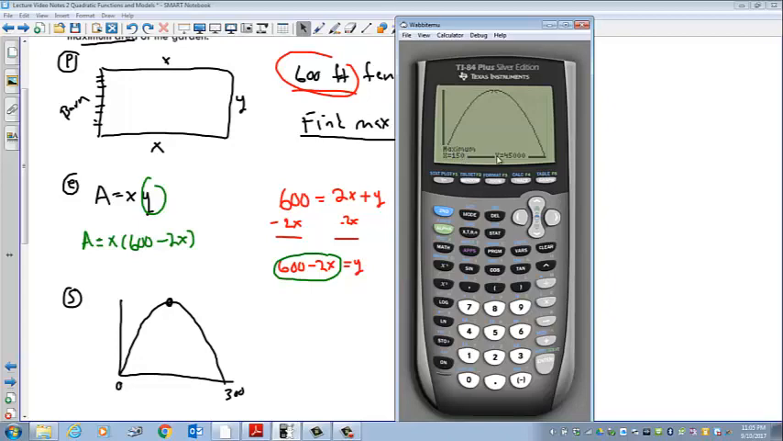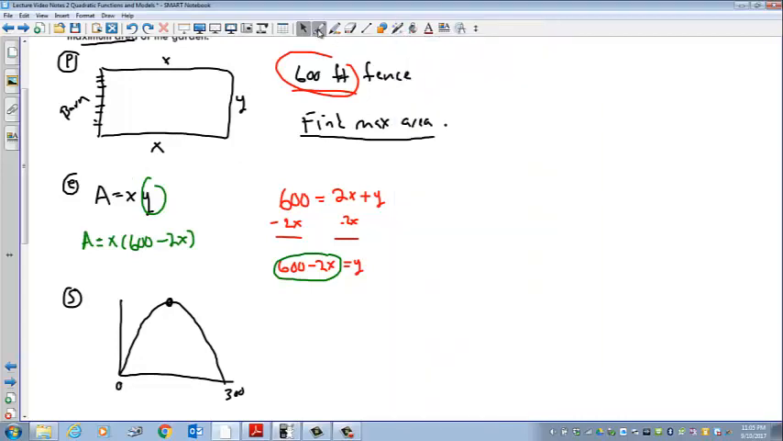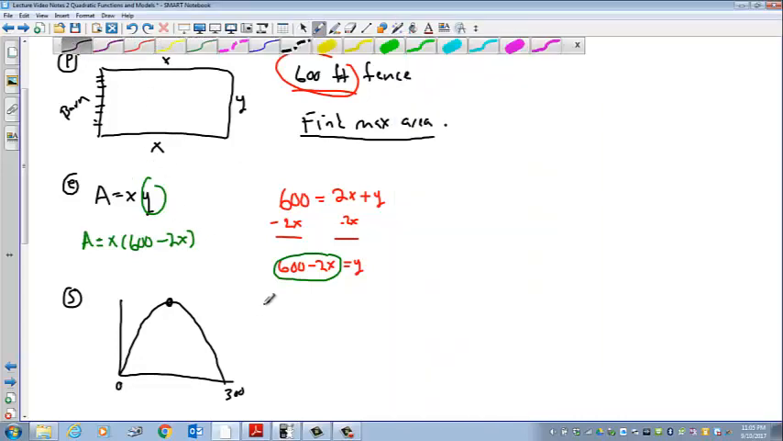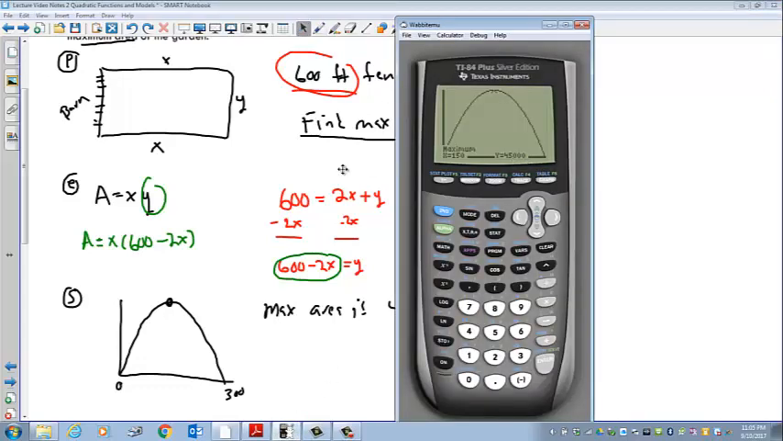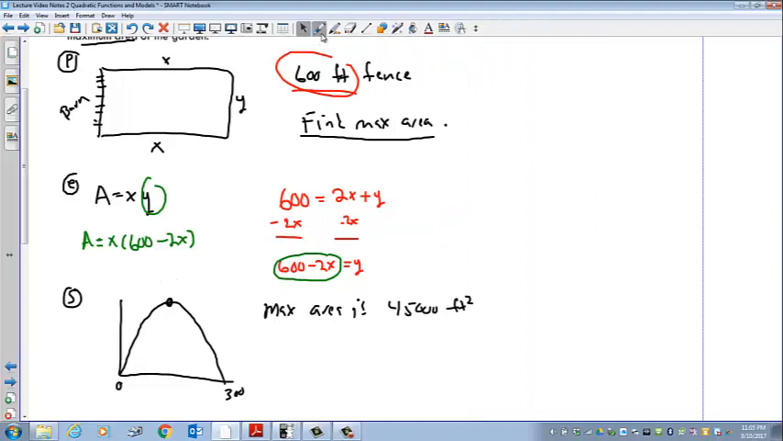You have this x is 150 and y is 45,000. Now remember, this y and this y are not the same y. This is the length of the fence here, whereas this y is our output, which remember is area. So all I really care about is that number there, the max area, is 45,000, and of course it's feet squared. I'm just ripping that off my calculator there. It says 45,000. So this point right here was 150, comma 45,000. And I want the max area, so I want the 45,000.